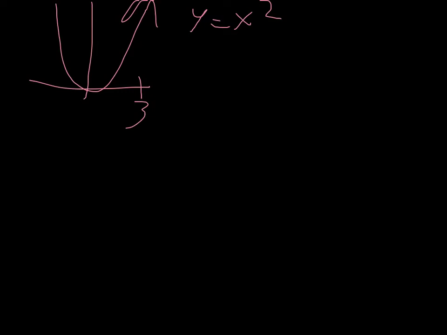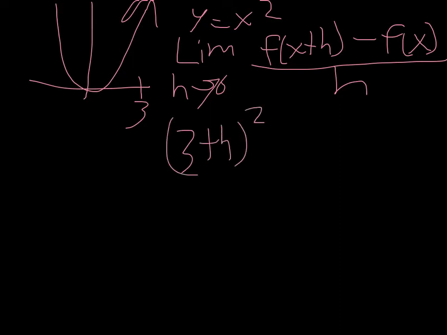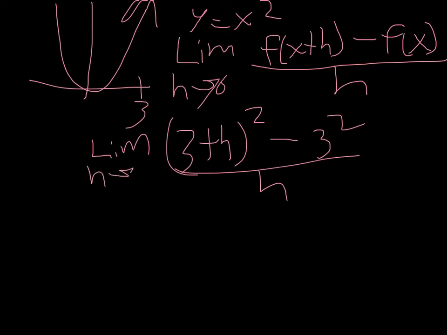So we are going to find the instantaneous rate of change of the function x squared at x equals 3. To do that, we are going to use the definition of this, which is the limit as h approaches 0 of f of x plus h minus f of x all over h. Now I'm going to plug in 3 for that, and that will be 3 plus h. And since it's a squared, we're going to square it. Minus 3 squared all over h, and it's the limit as h approaches 0.